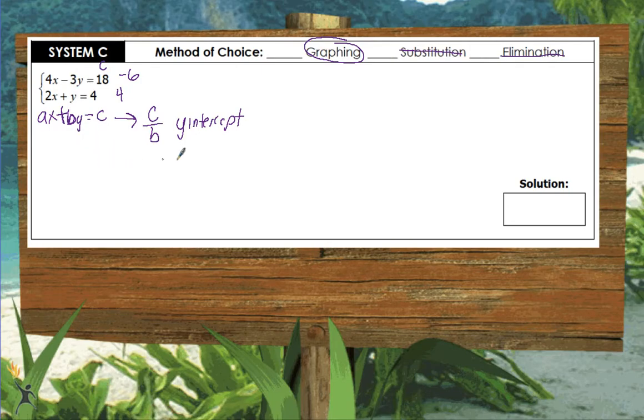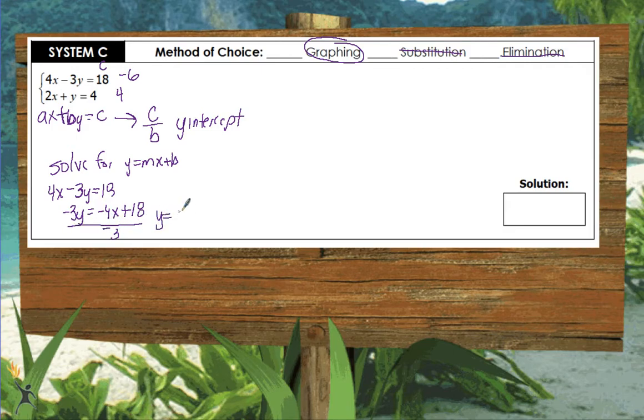Okay? So the first thing I need to do when I do graphing is put it into slope-intercept form. Okay? Solve for slope-intercept, y equals mx plus b. So, first problem, 4x minus 3y equals 18. Subtract 4x from both sides. I end up with negative 3y equals negative 4x plus 18. Divide everything by negative 3. So I get y equals 4/3 x minus 6.